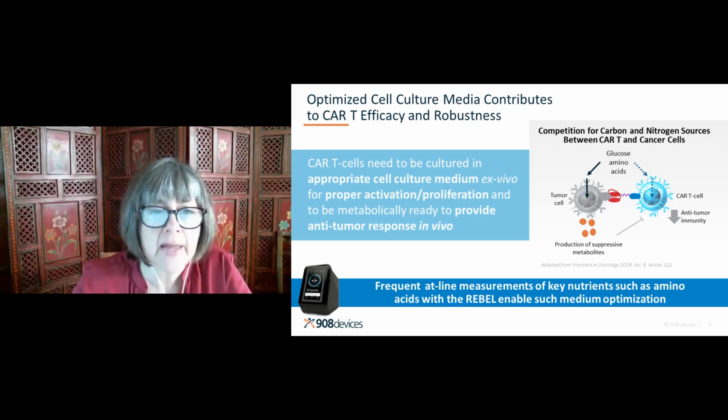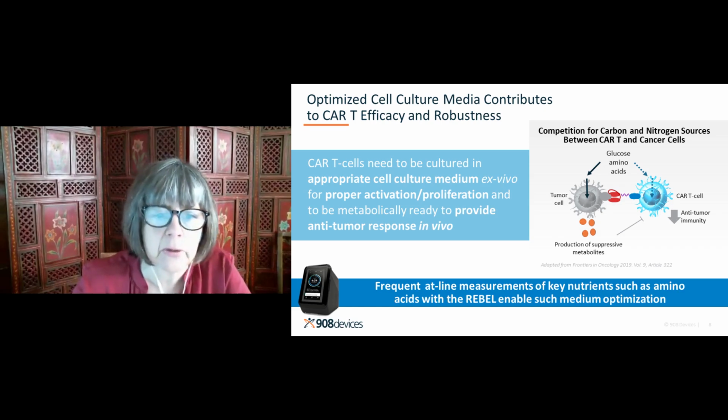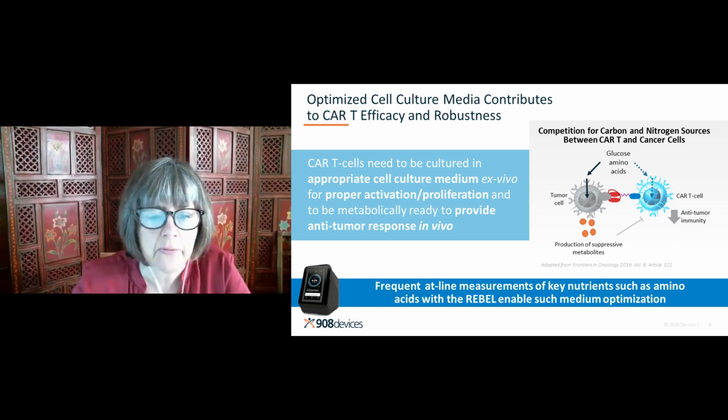So we've learned that CAR T cells need to be cultured ex vivo in the appropriate cell culture medium for proper activation, proliferation, so that they're also metabolically ready to fight the tumor environment and have anti-tumor response in vivo. This requires frequent at-line measurement of key nutrients such as amino acid, and the REBEL enables such medium optimizations.